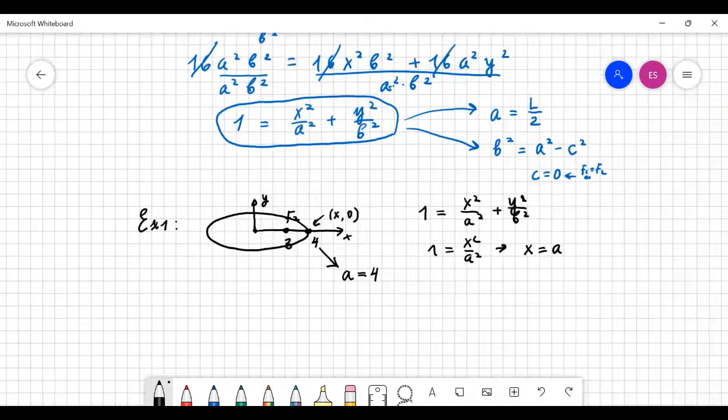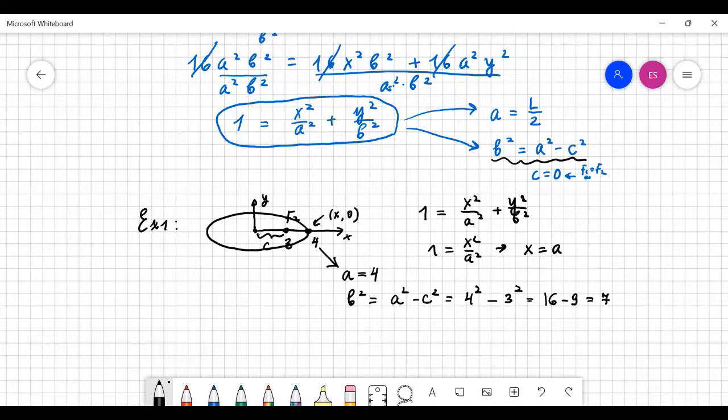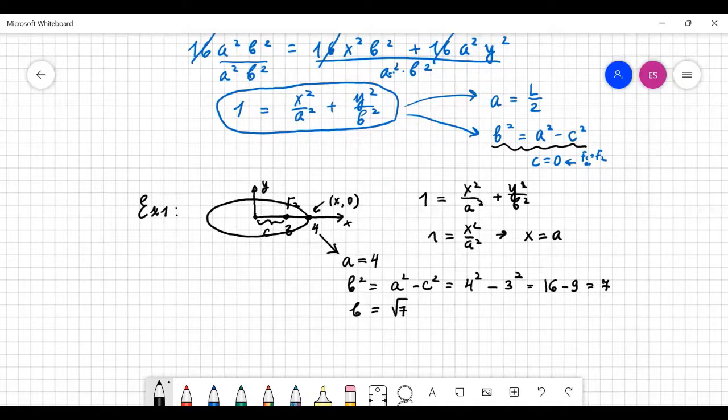Now, what is b? Well, to calculate b, we are going to use this formula that b squared equals a squared minus c squared. a squared is going to be 4 squared, and c, the distance from the center of the ellipse to the focal point, is going to be 3 squared, which is going to give us 16 minus 9, which is going to give us 7, right? But that's not b. b is going to be the square root of 7. Here we are using a principal root because we just need a numerical value.